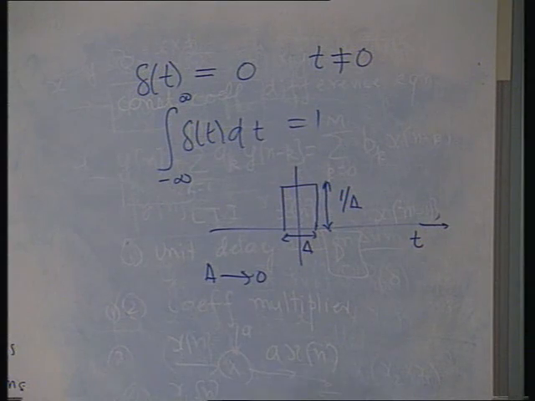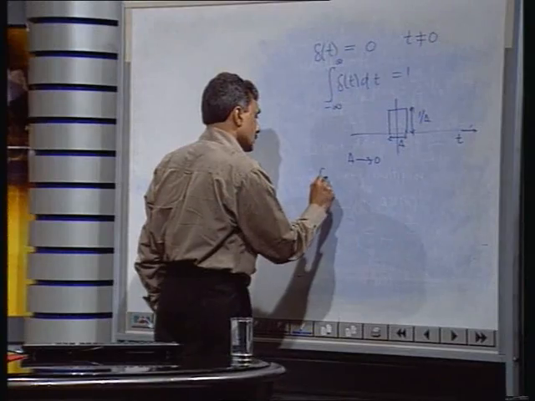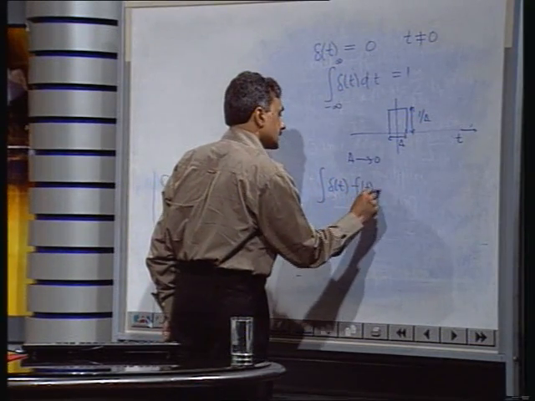Another definition that I can give you, or another way I can define it, is the following. Suppose I take delta t and f of t is any other signal.